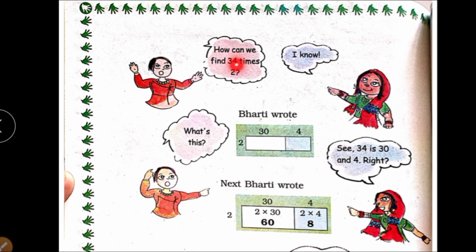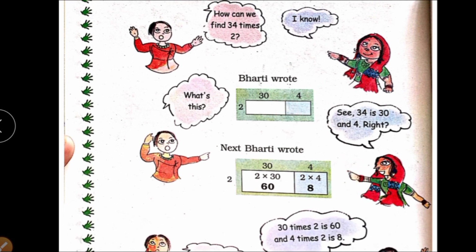Okay. How can we find 34 times 2? Bharti wrote. Okay, so here we have to expand. We have to write the expanded form. So for 34, the expanded form is 30 and 4. Okay, 30 and 4 and 2.